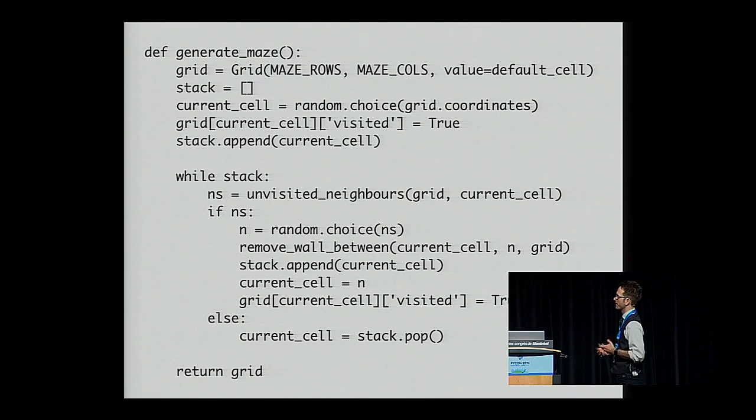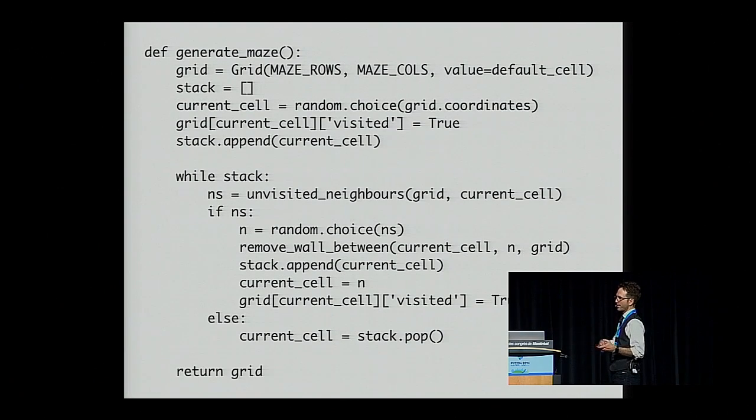If there are some, great. We take a random choice from those neighbors. We remove a wall between the current cell and that random neighbor that we selected, so on and so forth. And we just append the current cell to the stack, choose a new one, so on and so forth.